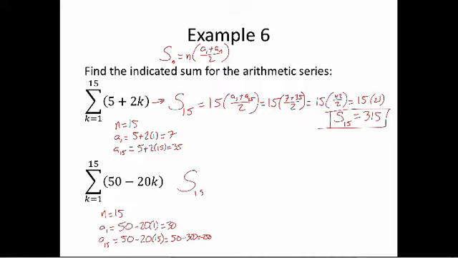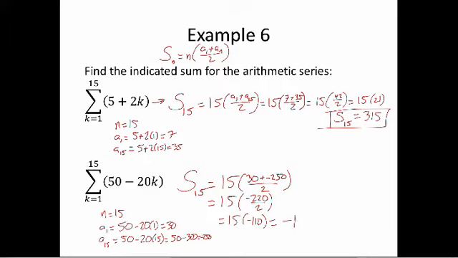So S sub 15 equals the number of terms that we're adding up, 15, times 30 plus negative 250, all divided by 2. We've got 15 times 30 plus negative 250, which is negative 220, over 2. We've got 15 times negative 220 divided by 2, which is negative 110. And when we multiply 15 by negative 110, we end up with negative 1,650. So for this series, S sub 15, the sum of the first 15 terms of that sequence, is negative 1,650. And that's all.